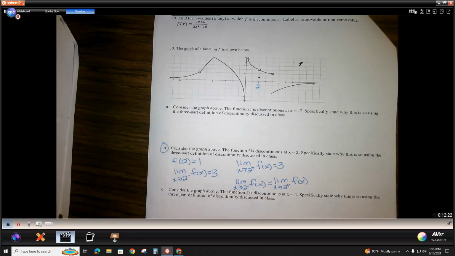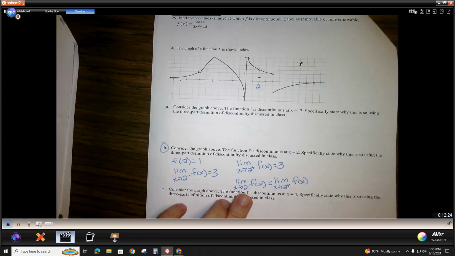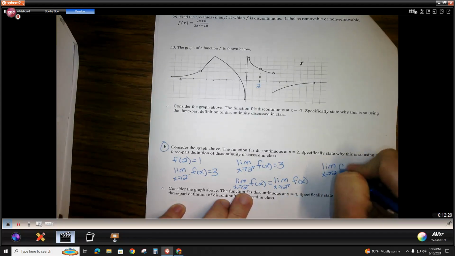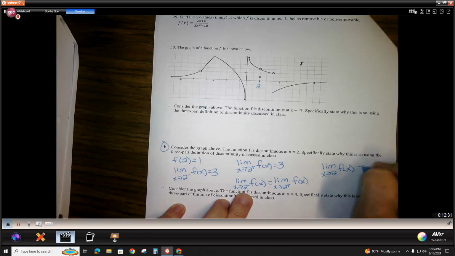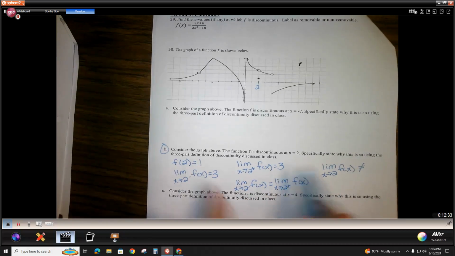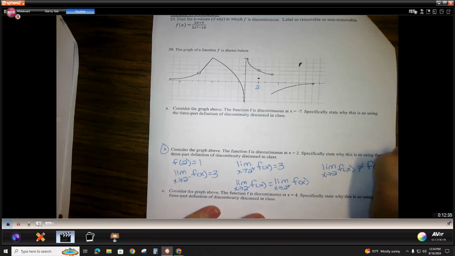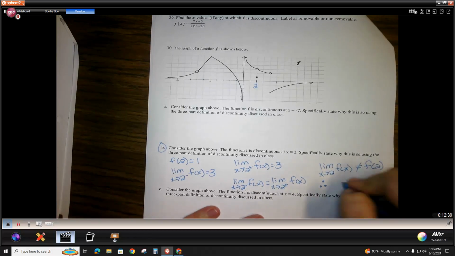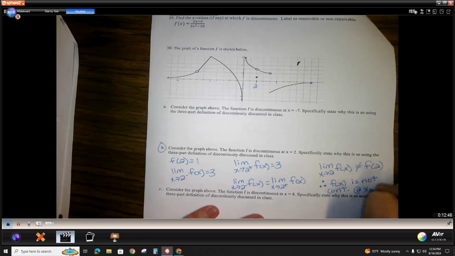The third component is, do they match? Okay, the limit as x approaches 2 is not the same number as f of 2. Therefore, f of x is not continuous at x equals 2.